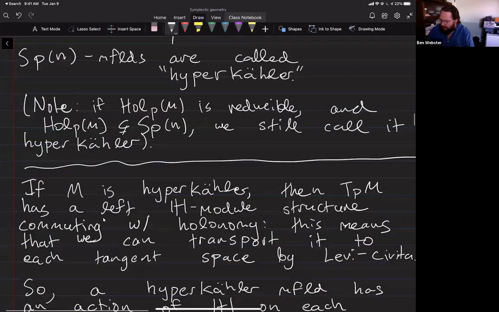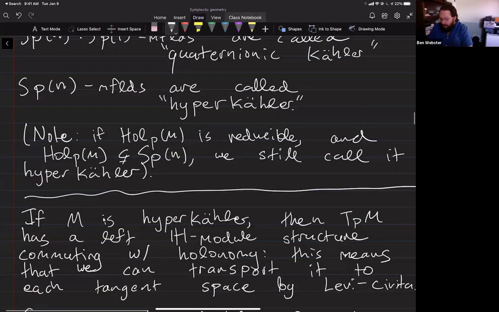All right, I'm going to focus mostly on the case where M is hyperKähler. That to me is kind of the most interesting one. And in that case, well, as I've now used many times, the principle is: if you have an object that's invariant under the holonomy group on one tangent space, you can transport that everywhere else.